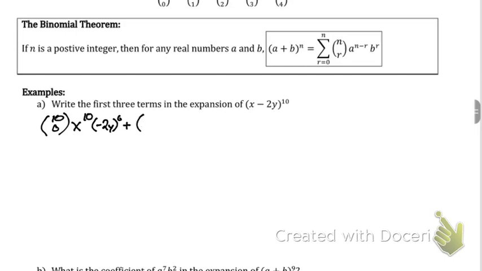Our next term is going to have a coefficient of 10 choose 1. Then we're going to count down with our x, so we'll have x to the 9th. Then we'll have negative 2y to the 1st. Our next term is going to be 10 choose 2, and that's going to be x to the 8th, and we'll have negative 2y squared. It just wants the first 3 terms, so we don't have to do anything else after that. It just continues and continues on.